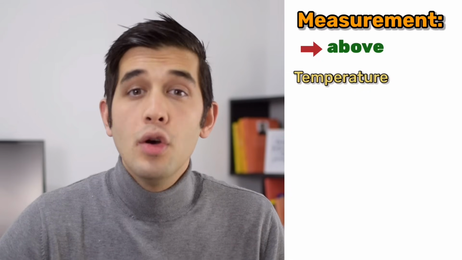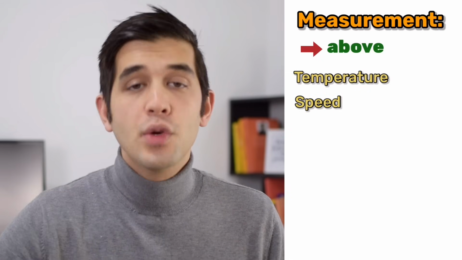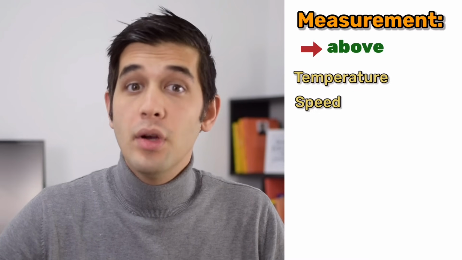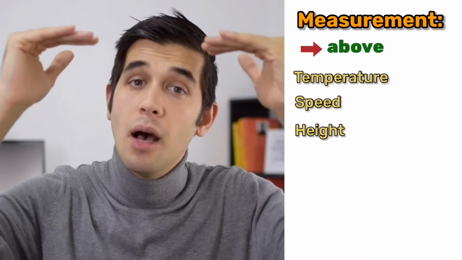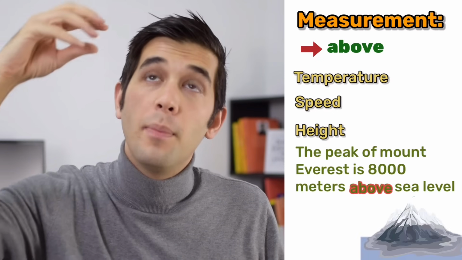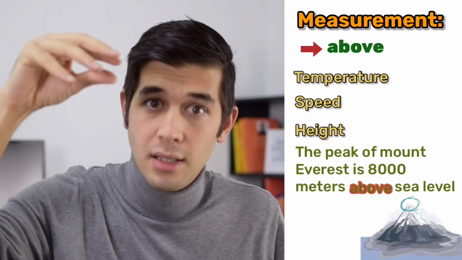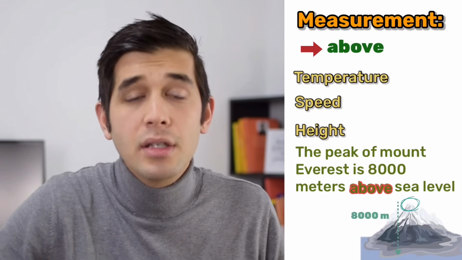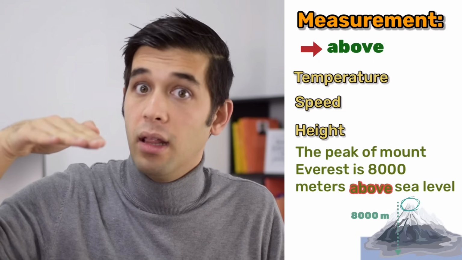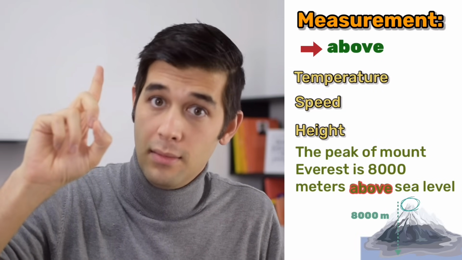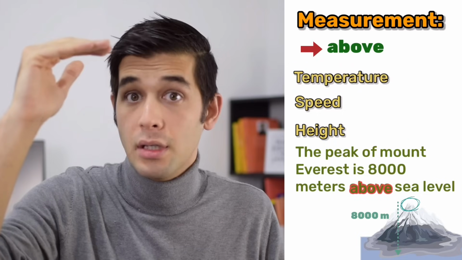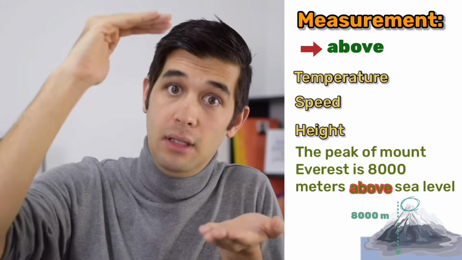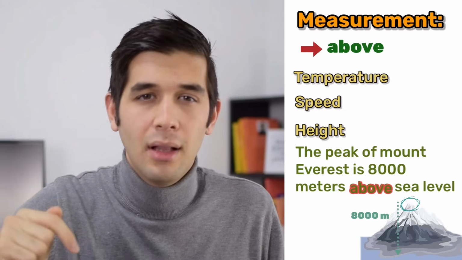This is also true for speed. When we are measuring the speed of something, we say above. This is also true about height. When we are measuring the height of something, we say above. For example, the peak of Mount Everest is 8,000 meters above sea level. The summit of Mount Everest is 8,000 meters above sea level. It means higher than sea level.